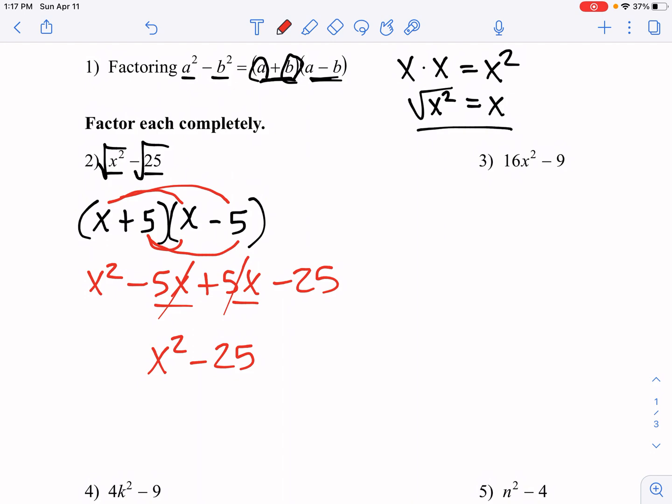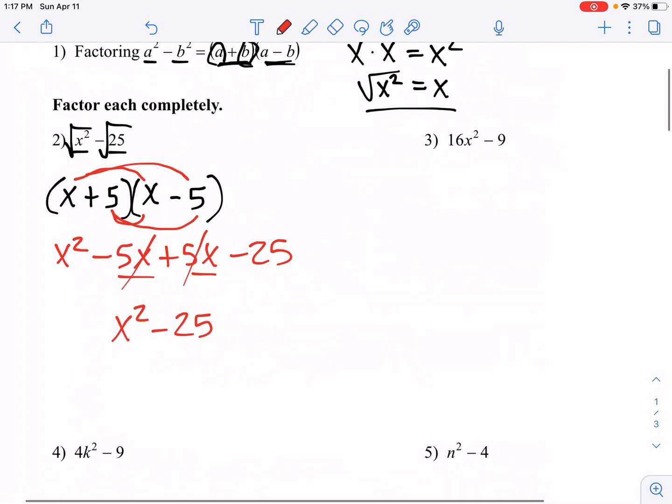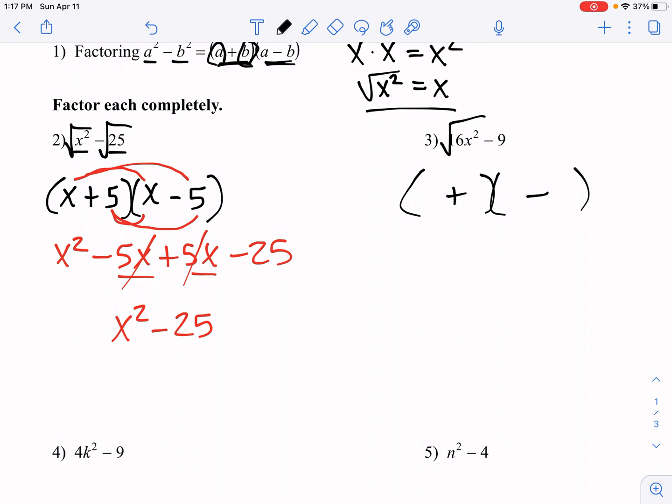Okay? Let's try the same process with these, okay? So again, we're going to have one binomial with a plus, one binomial with a minus. We have to take the square root of the first term, and the first term is 16x squared. Now, this has two parts to it, okay? So since we have two parts, we take the square root of the number and we take the square root of our variable here, okay?